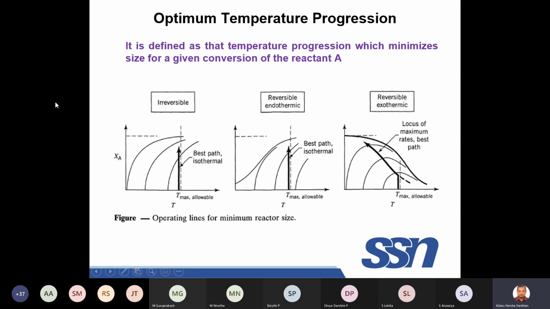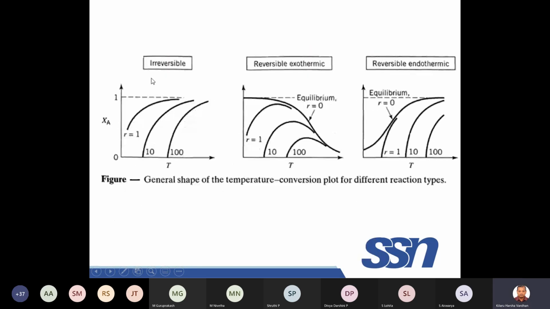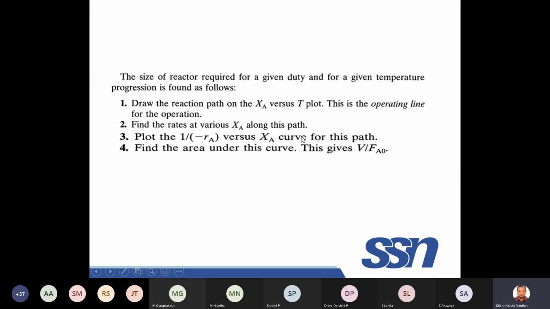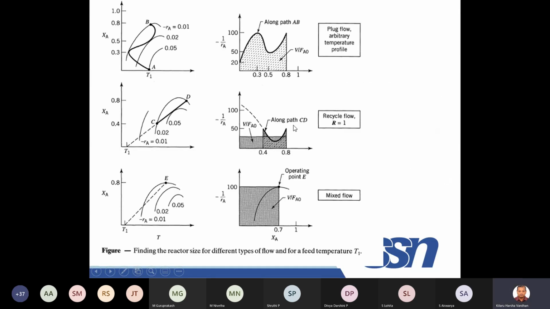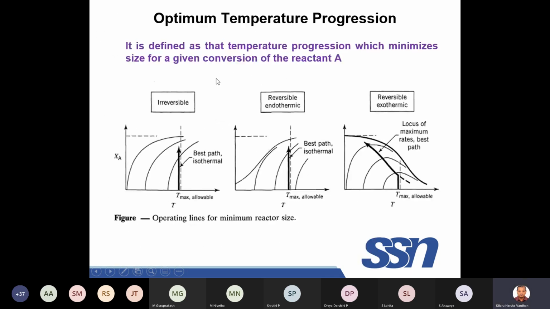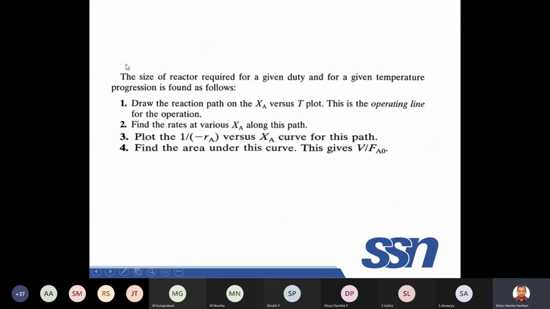Now we'll come to how we can minimize this size. How can we find out this particular size? Now we'll go back to this. This I already discussed, right? These irreversible processes. Now let us take some particular XA versus T. Now I am just talking about how to calculate the size for different reactors, either a plug flow reactor or a combination, or whatever it is. So for that, I'll read out the procedure, see whether you are able to understand or not.